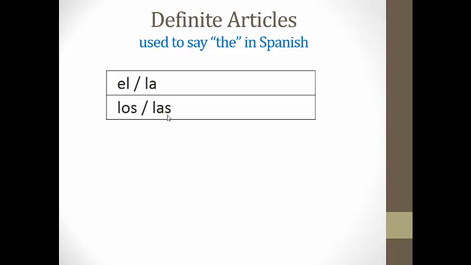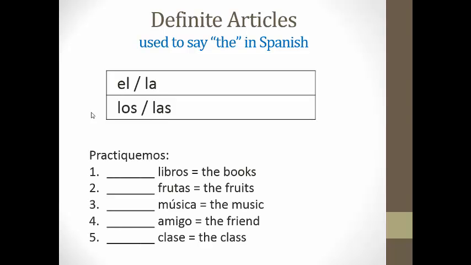Okay, let's do some more practice examples, just like we did with the indefinite articles. Look here at the 5 problems. We're going to do number 1 together. In number 1, I'm trying to say the books. Which one of these 4 words, because they all mean the, which one of these matches libros? We need something masculine plural. So hopefully you wrote down los libros. Okay, please pause me, work numbers 2 through 5, and then we'll check our answers.